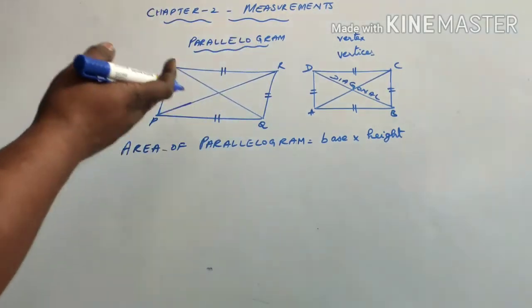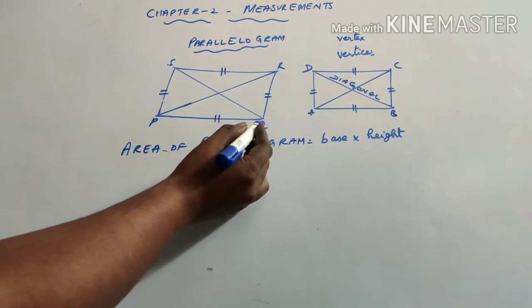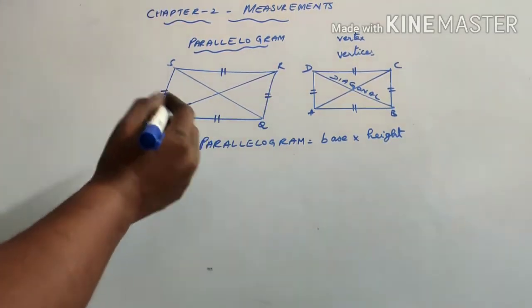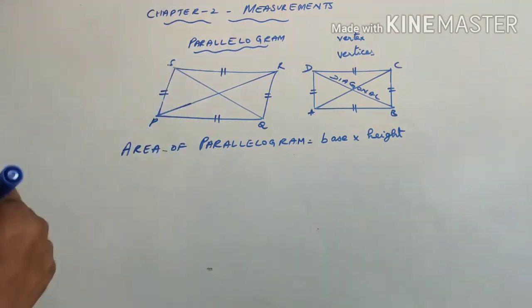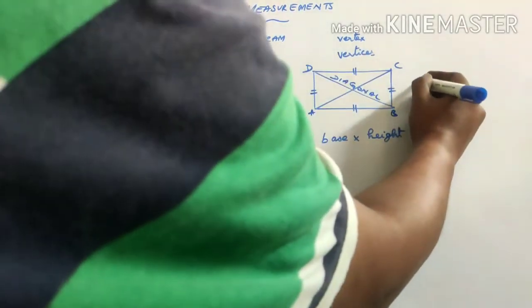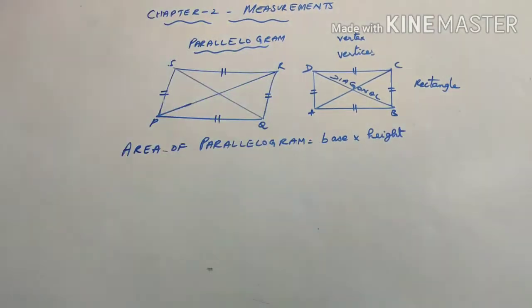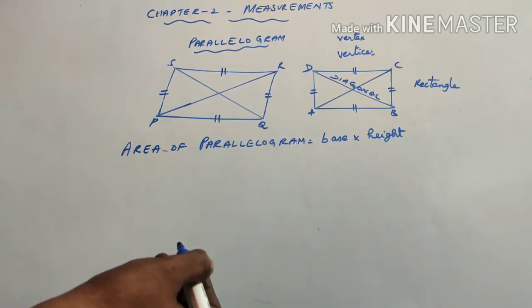Okay, so you can clearly see this diagonal is small, this diagonal is very long. Okay, so the diagonals are different in parallelogram. Okay, whereas in rectangle the diagonals are equal. So this is the major difference, and other differences are also there.